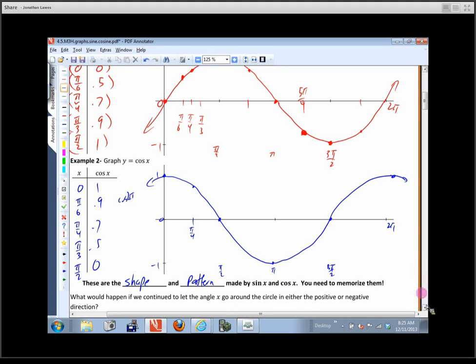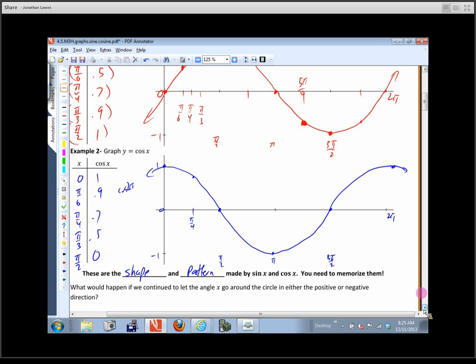And like we said just a second ago, there's really nothing that would stop us from going around the circle in either the positive or the negative direction. So this pattern is just going to continue.